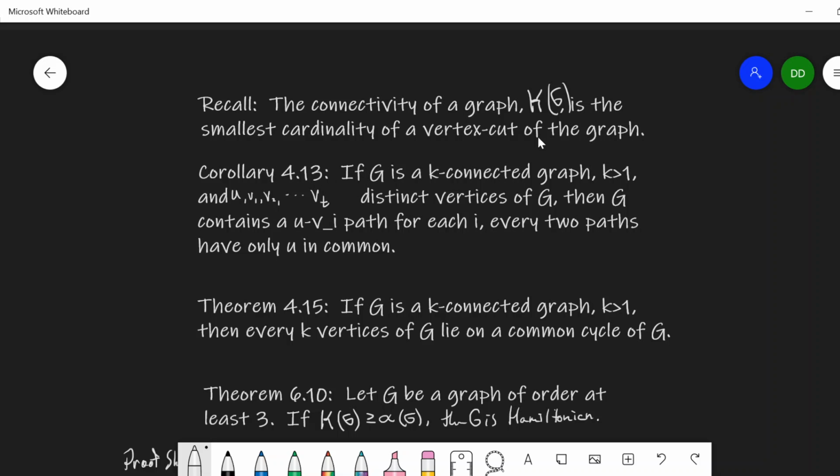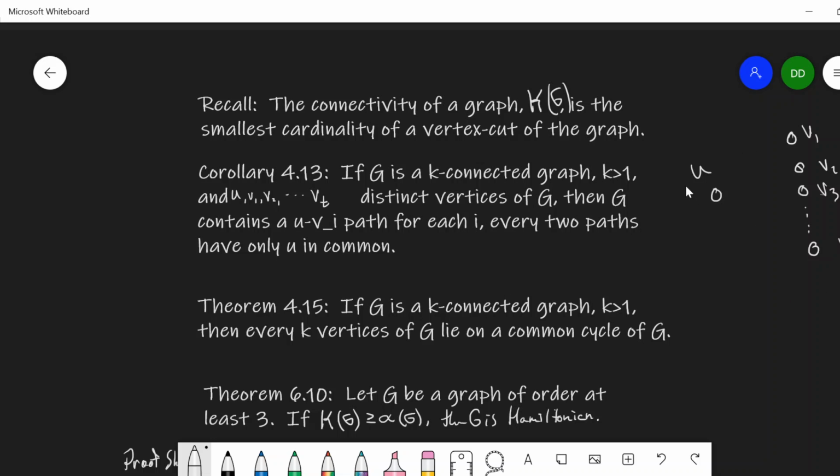So corollary 4.13, if G is k-connected, so the removal of any fewer than k vertices will not disconnect the graph, and we choose these t vertices, u, v1, v2, up through vt, those are distinct vertices of G, then we can find a u-vi path for each i between 1 and t. All right, so I pick these. We didn't really talk about this one in class, so I'll illustrate it here. So here's my vertex u. I have v1, v2, v3, up through vt.